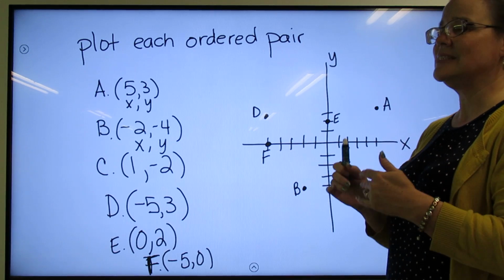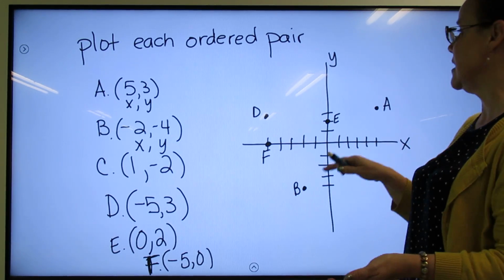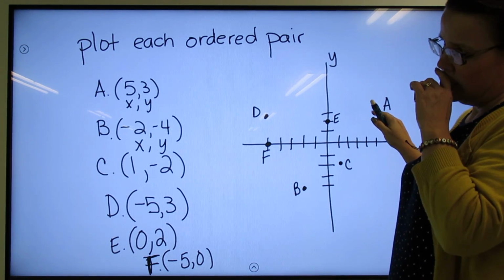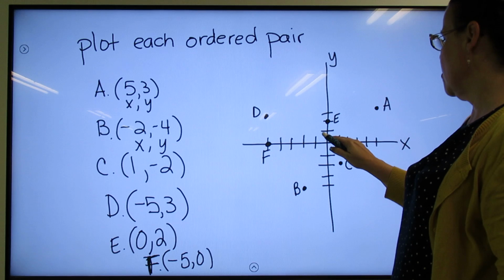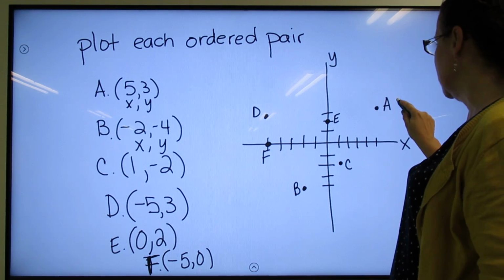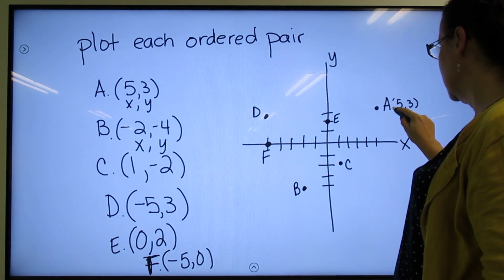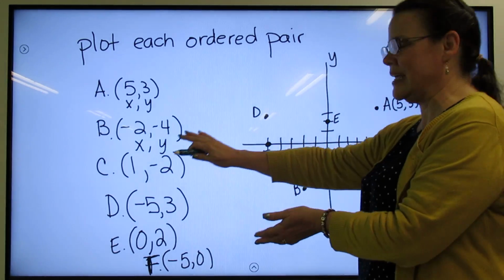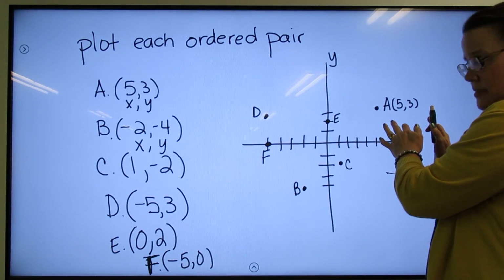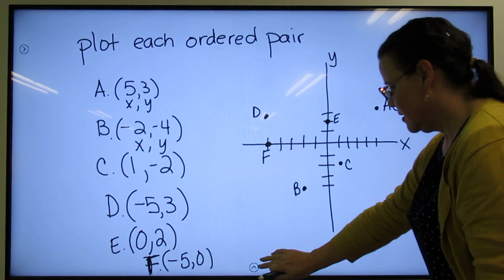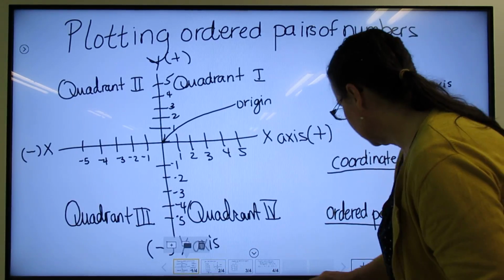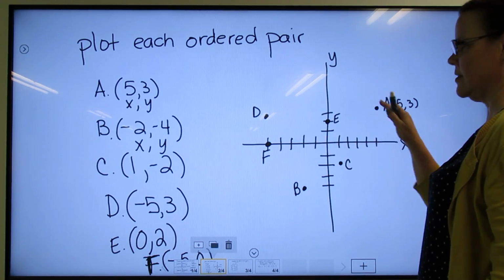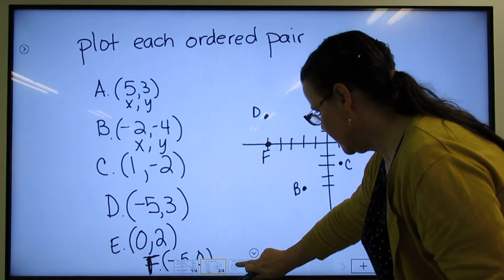You do the exact same thing in finding the points. If they say, find me the coordinate for A, you would go over 5 and up 3, and you would say, well, that would be 5, 3. And then you would do that for every one of them. They could ask you to plot the points, or they could ask you for the coordinate, the ordered pair. And then you would find them where they are, okay? All right, next up.